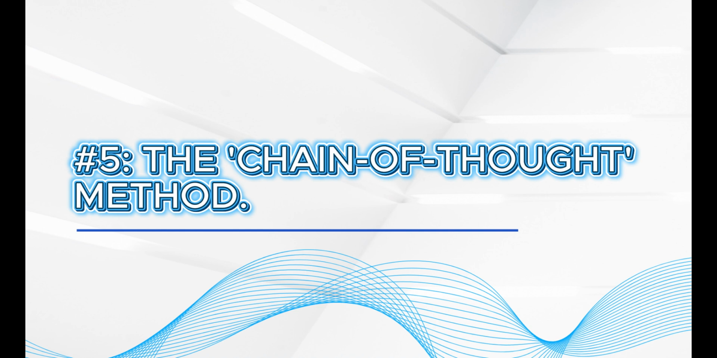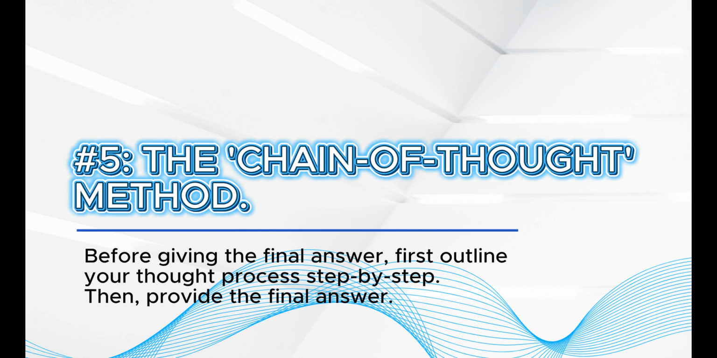Finally, secret number 5, the chain of thought method. This is the secret weapon for accuracy and complex tasks, getting you closer to GPT-4's logical reasoning. When you ask chat to think step by step before answering, you force it to check its logic. This is critical for coding, calculations, and analyzing complex data.